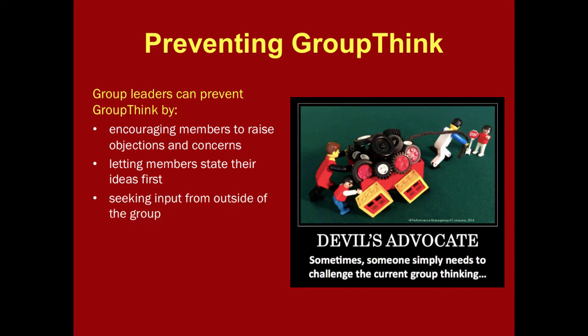Seeking input from outside of the group. Group norms and rules can develop very quickly, so it is a good idea to have someone from outside of the group, like another classmate, a TA, or professor, review the group's ideas before going to the final stages of a project or assignment. Assigning a member to play the devil's advocate. Having someone focus their working memory on challenging the group and looking at things from another perspective is a good way to keep the group in check.